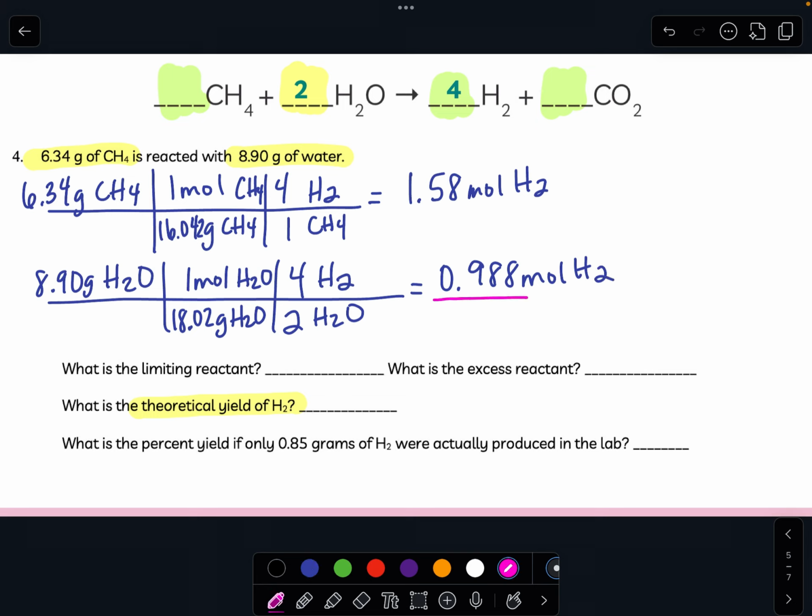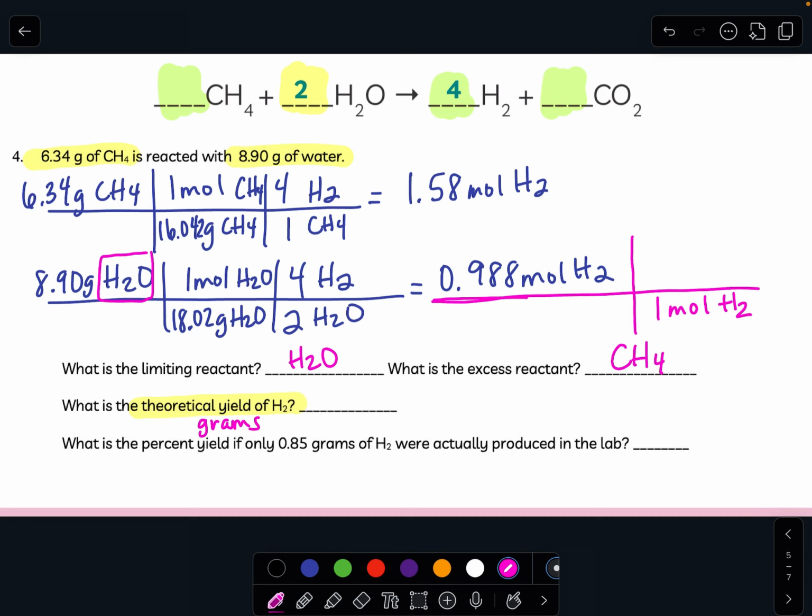So this is my smallest number. So that means my limiting reactant is H2O. My excess reactant is the CH4. When I want to find theoretical yield, that just means grams. So I'm going to take my smallest number, which is the 0.988. If I have moles, I just need to convert it to grams. That's all it's asking me to do.